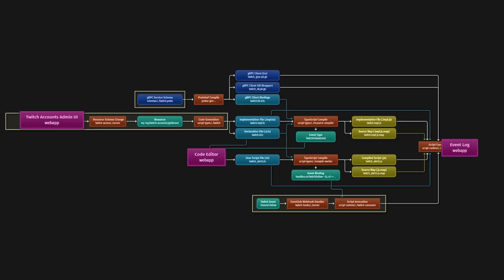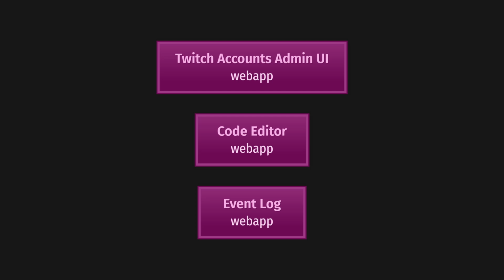From a user's perspective, all of this complexity is hidden. They just create the resources they want to use, and when they go to write scripts, all the relevant type information is right there in the editor for them. Once they've saved their script and the relevant event occurs, then their script gets run and it does whatever they've told it to do. Simple as that.